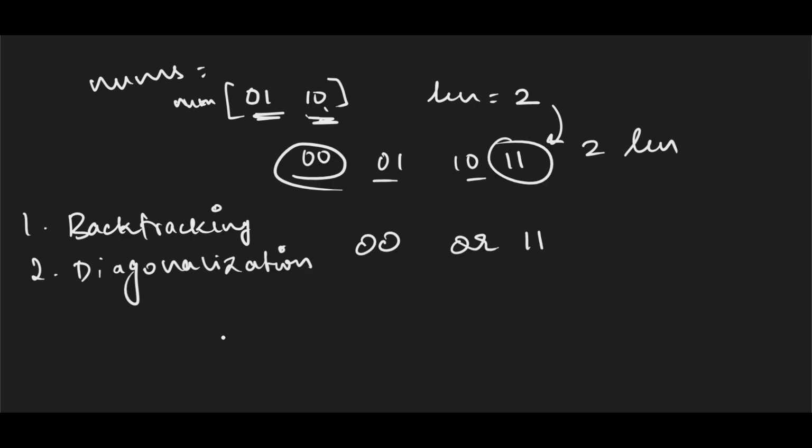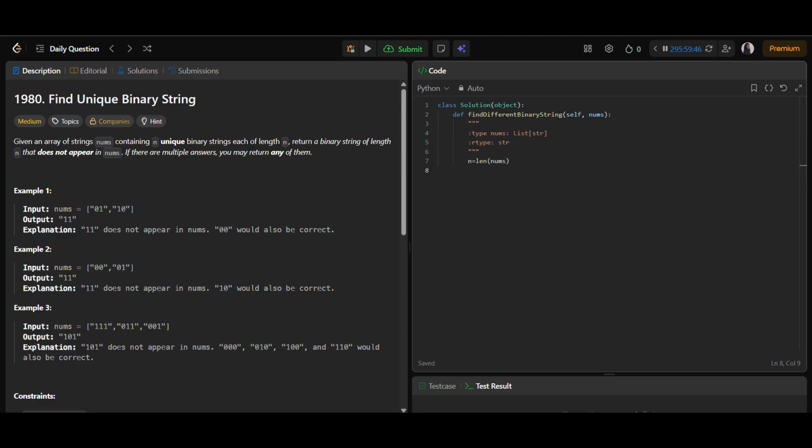So when we are coding it, we first get the length n equal to len of nums. Then we convert the list to a set, because checking inside a set is very fast. So seen is equal to set of nums. And then we build binary strings character by character. At each step, we have two choices, either add 0 or add 1.